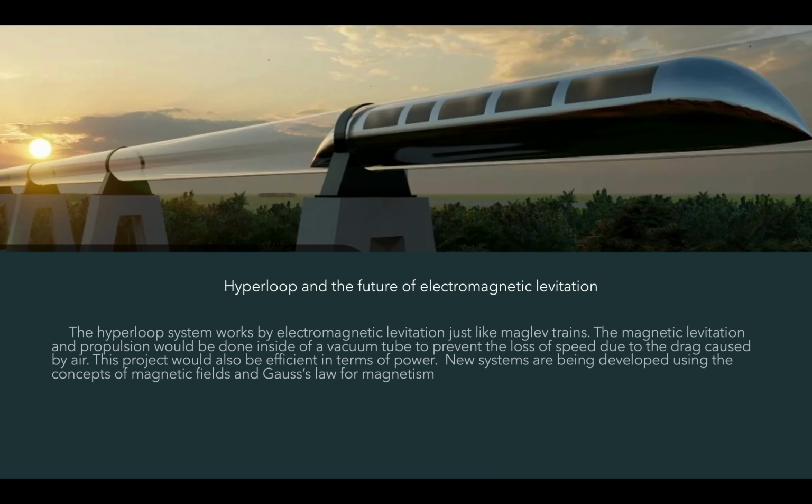And then the future of electromagnetic levitation would be Hyperloop. It was, I think, initially a project thought of by Elon Musk. The system works by electromagnetic levitation, just like maglev trains. The magnetic levitation and propulsion would be done inside of a vacuum tube to prevent the loss of speed due to drag caused by air.